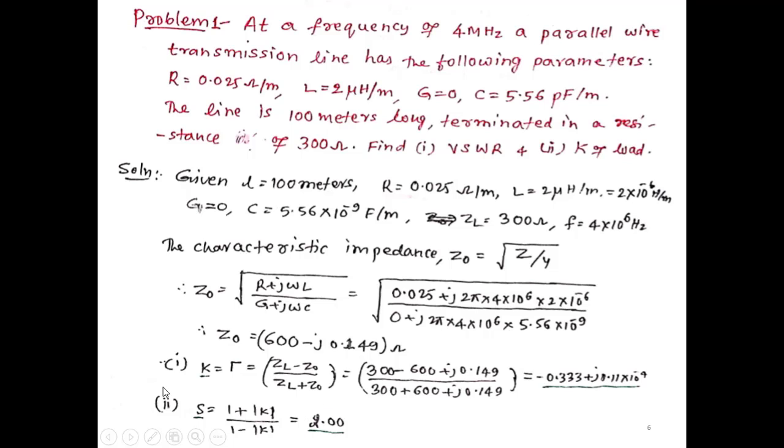And the standing wave ratio is given by (1 plus magnitude of K) divided by (1 minus magnitude of K). Take the magnitude of this value, therefore square root of 0.333 squared plus 0.11 into 10 raised to minus 4 squared. Simplify, and you will get K is equal to 3, therefore you will get (1 plus 3) divided by (1 minus 3), 4 by 2 is equal to 2.